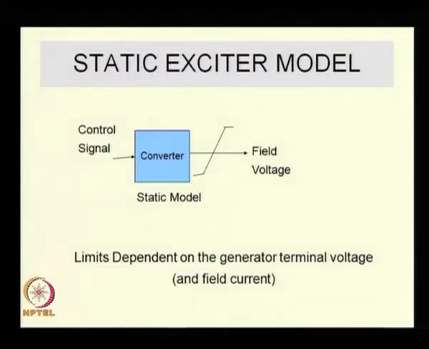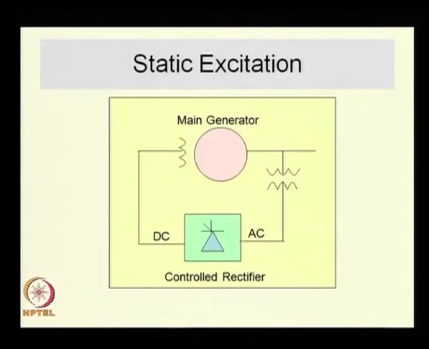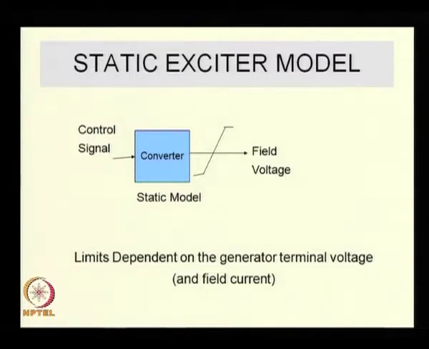I am sorry. The limits of the converter are determined by the terminal voltage of the generator itself, because the power apparatus of the excitation system is fed from the terminal voltage of the synchronous machine itself. Okay. So, if you look at this, it is fed from the terminal voltage of the synchronous machine. So, the limits are effectively decided by the terminal voltage of the synchronous machine. Okay. So, the converter itself, we will assume that it is a static model, a simple model in the sense that it implements whatever the control system tells it to do subject to the limit.